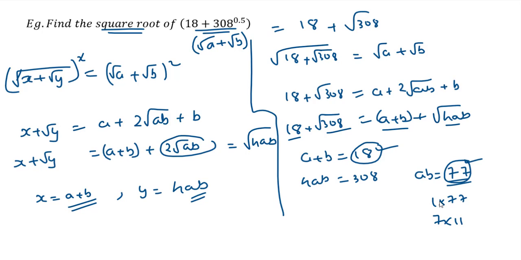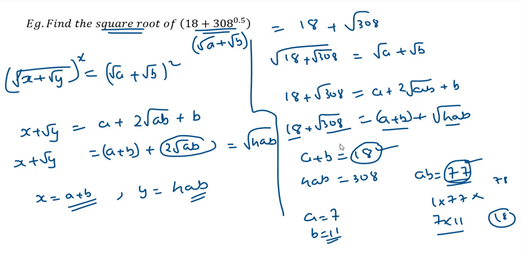So if we take the sum of the terms, so this is your value of a, this is your value of b. So a plus b in this case will be 78. But we want a plus b to be 18. So this is not a possible value. We'll take the next factor, which is 7 and 11. So if we add them, we'll get 18. So this is what we need. So the value of a will be equal to 7 and the value of b will be equal to 11.